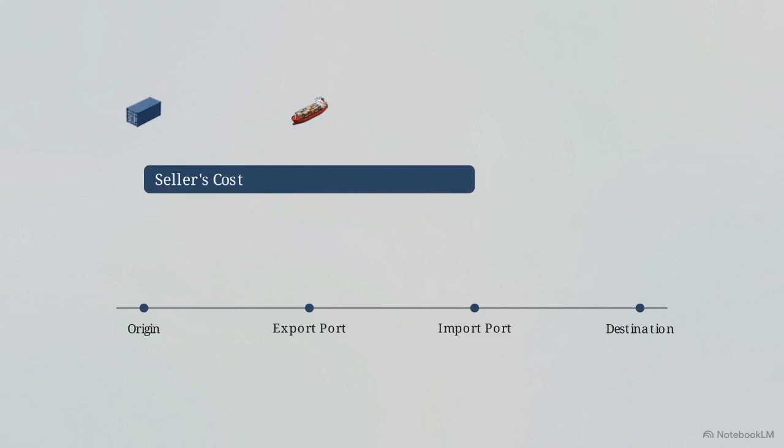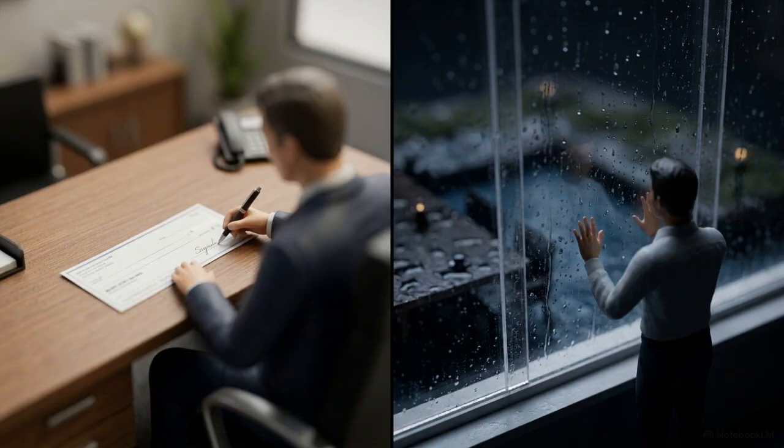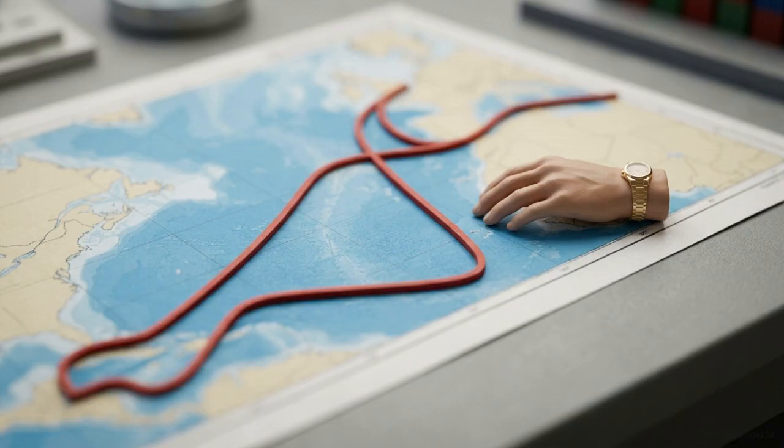But here is the decoupling mechanism. The risk passes from the seller to the buyer at the origin, entirely separated from the payment of freight. This creates a legal paradox. The buyer legally accepts the risk of cargo loss for the entire ocean voyage, even though the seller is the one paying the shipping line and routing the cargo.